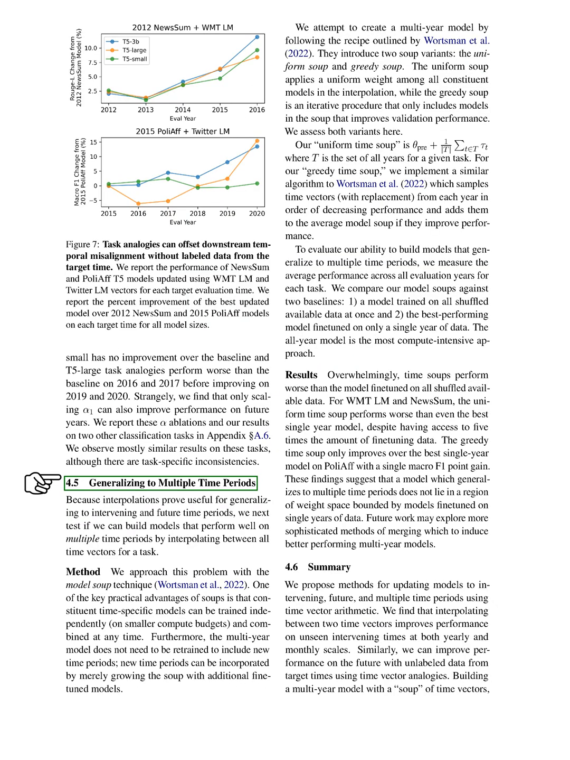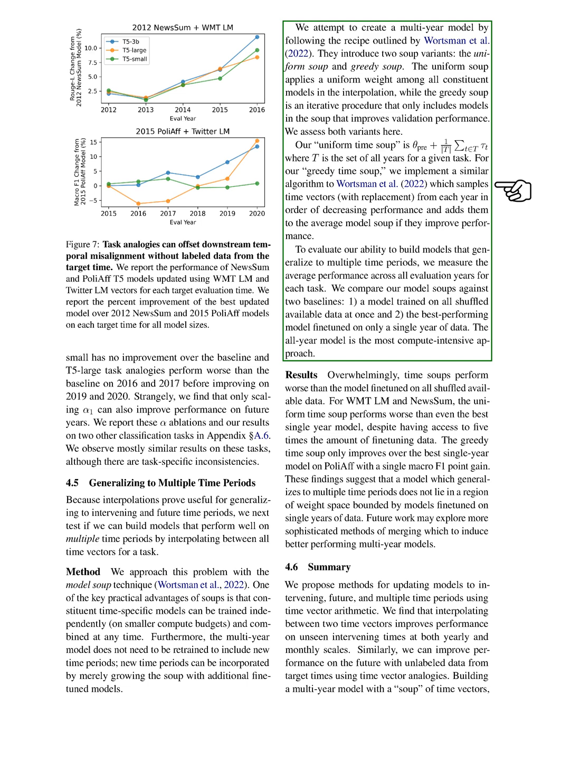Finally, we'll discuss how to build models that perform well on multiple time periods by interpolating between all time vectors for a task. We do this using the model soup technique, which allows us to train time-specific models independently and combine them at any time. This method also allows us to easily incorporate new time periods by simply adding more fine-tuned models to the soup.